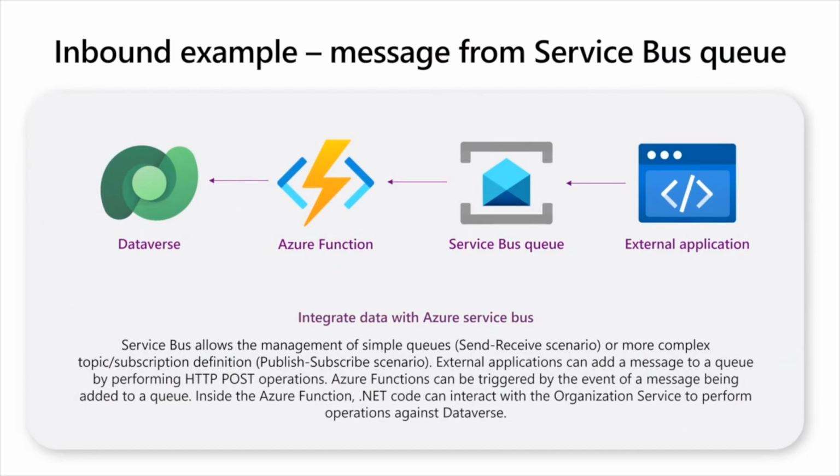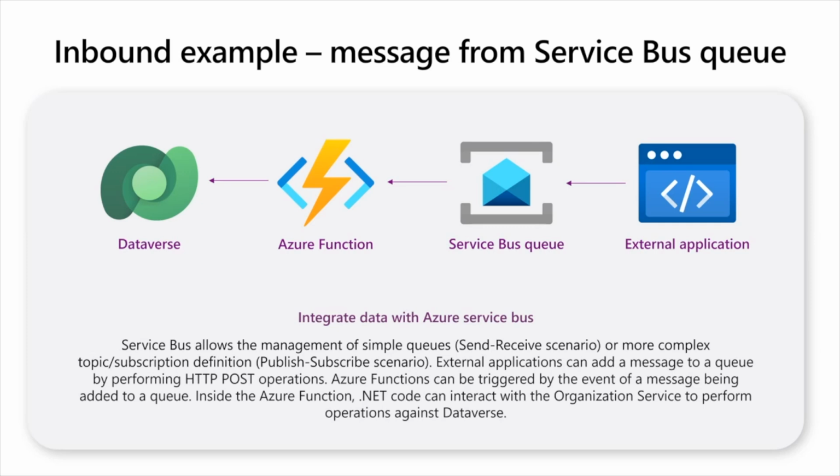For this scenario, we decided to design our solution around Azure Service Bus. Service Bus allows the definition of queues to implement a sender-receiver scenario, or a more complex structure with topics and subscriptions to implement a publisher-subscriber scenario. In our example, Dataverse is the only receiver of the message, so we just need a simple queue. We will discuss the usage of topics further in the presentation, and you can read more on topics in the linked documentation.